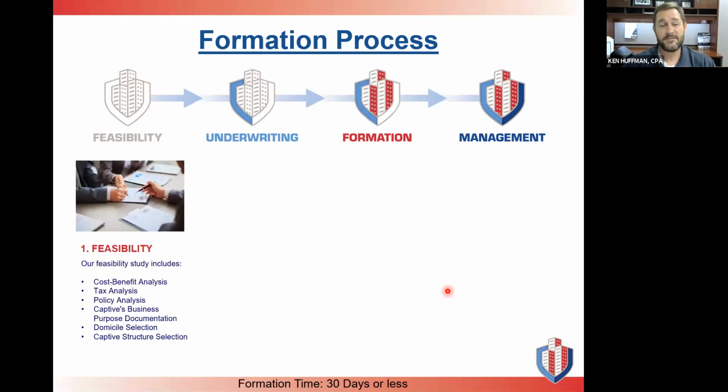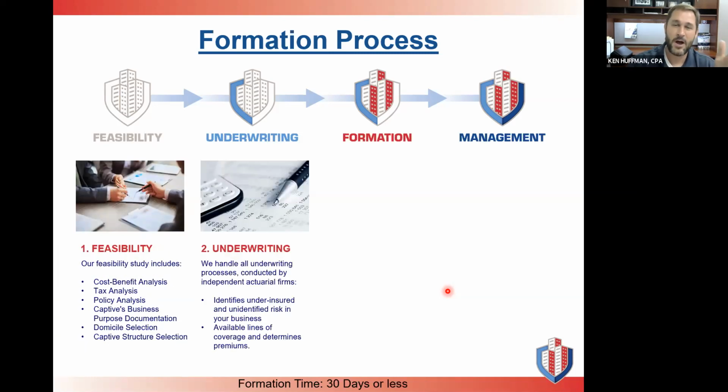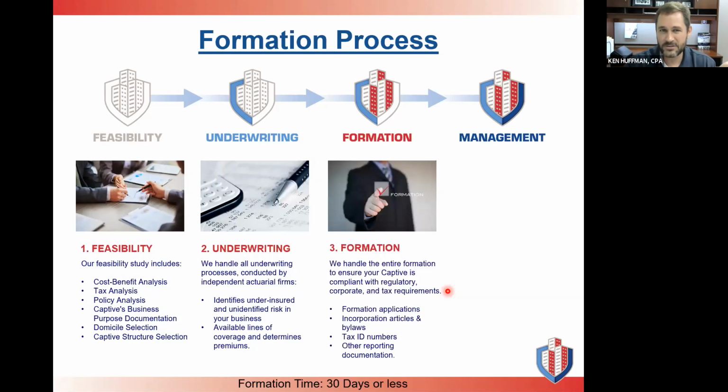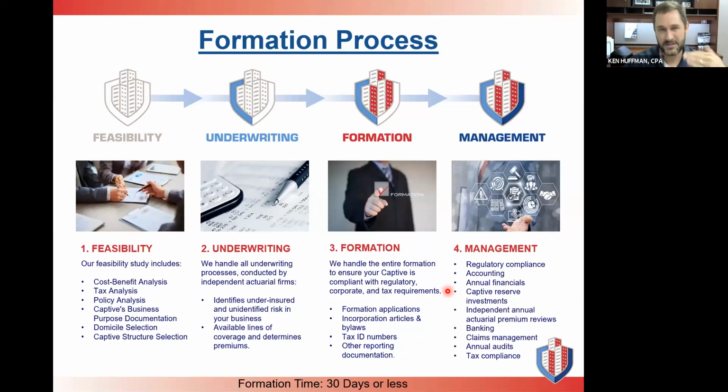Formation process. It starts with a feasibility study. We do that at no cost to you. If you're thinking, I've got a client, they have this business, we do a quick one-page form. Fill out one page, and we're going to send you something to see if it makes sense for them. We want it to make sense for the client. If it does, we then use a third-party independent underwriter to look at your business, and they will see how much risk you have and what policies would apply to you. At that point, the business owner can choose what policies they want. We then form the captive insurance company for the business owner, and then we manage the captive insurance company for the business owner.